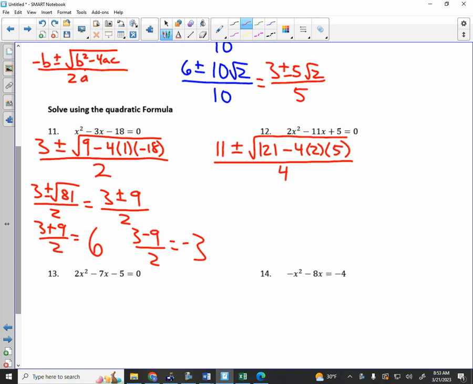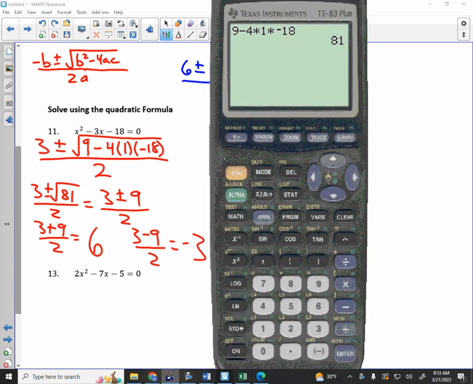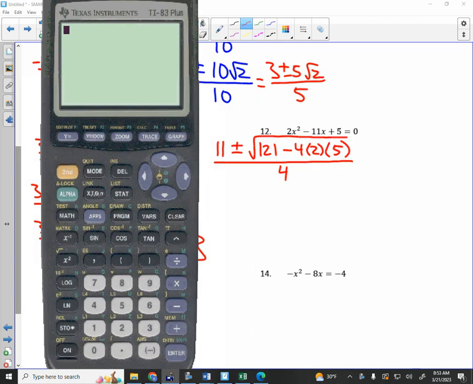Okay, this part underneath the square root, again, if you can't figure that out, you go to your calculator. I happen to know that 4 times 2 is 8 times 5 is 40. And 121 minus 40 is going to be 81. If you don't believe me, you can type it in. 121 minus 4 times 2 times 5. And I get 81. So sure enough, 11 plus or minus the root of 81 over 4.